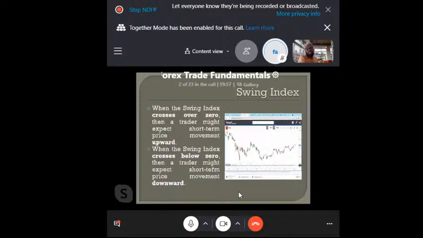When the swing index crosses over zero, a trader may expect a short-term price movement upward. When the swing index crosses below zero, a trader may expect a short-term price movement downward. As soon as it crosses zero, you expect a price rise for a short period of time, and as soon as it crosses zero downward, you expect a price fall for a short period of time. And look at it there as it is being applied in our eToro account. Can you see it moving within the zero line? Good. Next slide.